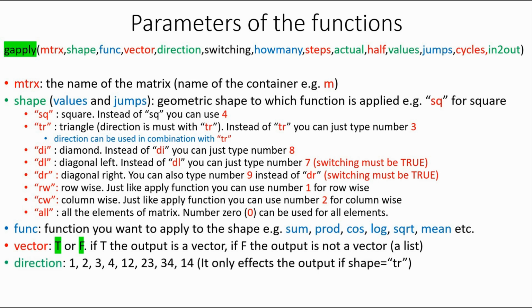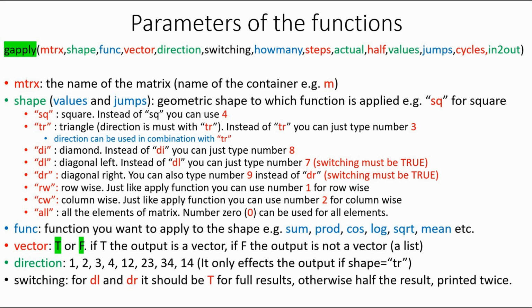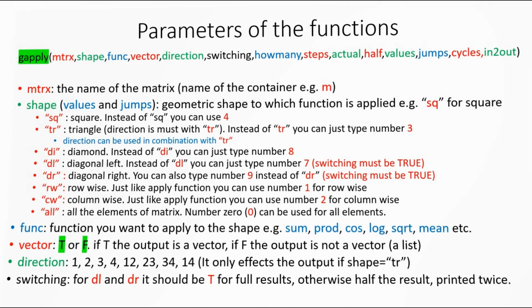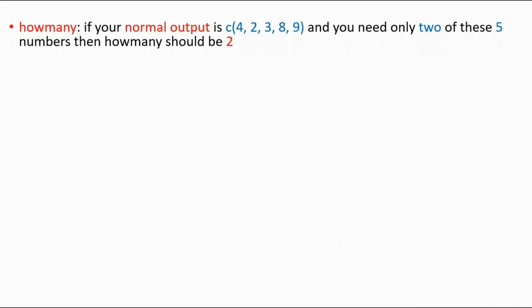This argument, that is direction, can get values like 1 2, 2 3, 3 4, or 1 4. This parameter only affects the output if shape is TR. Switching. This is compulsory for DL and DR. It should be true for DL and DR. Otherwise, it will print out half of the result twice. How many? If your normal output is 4, 2, 3, 8, and 9, and you need only 2 of these 5 numbers, then how many should be 2.